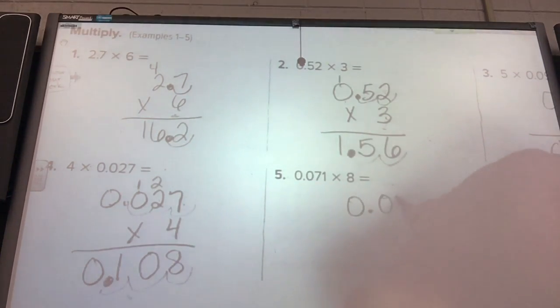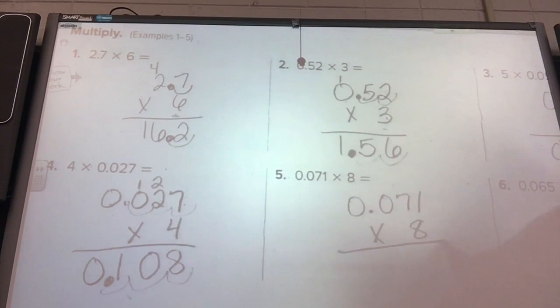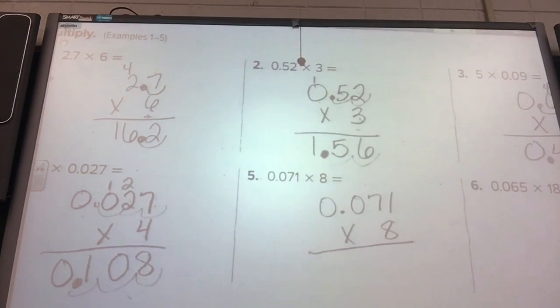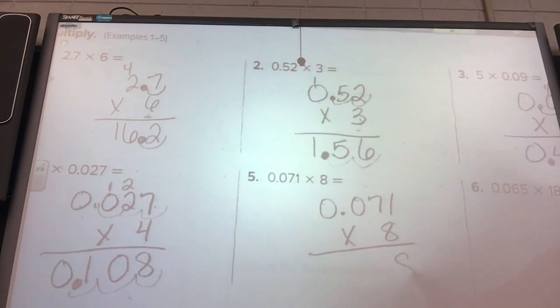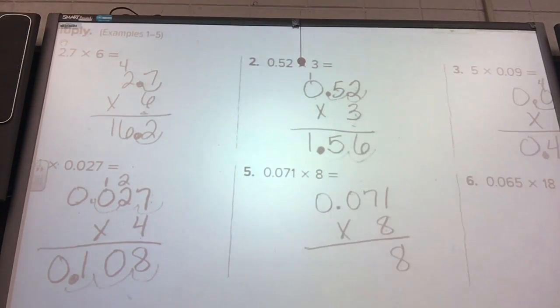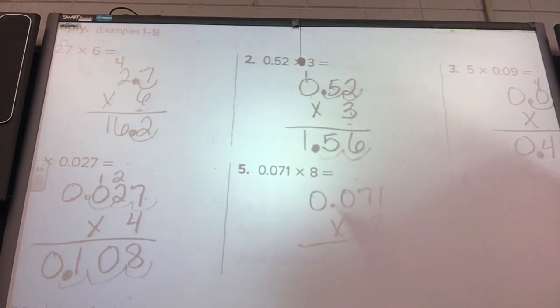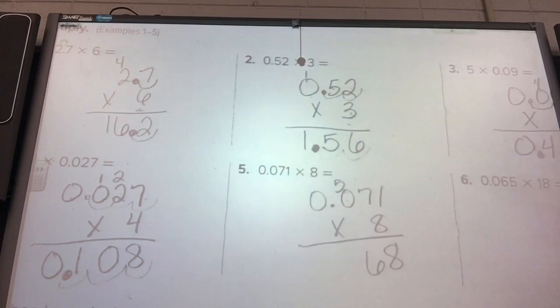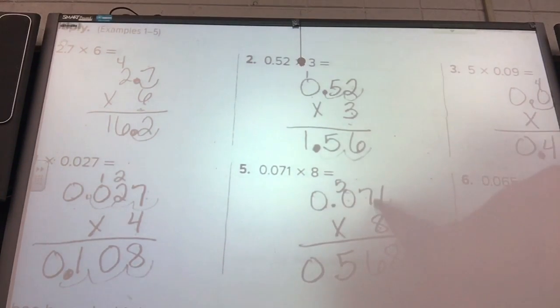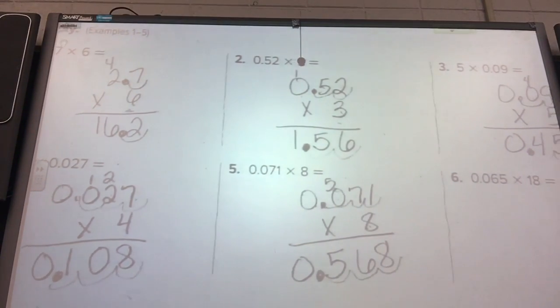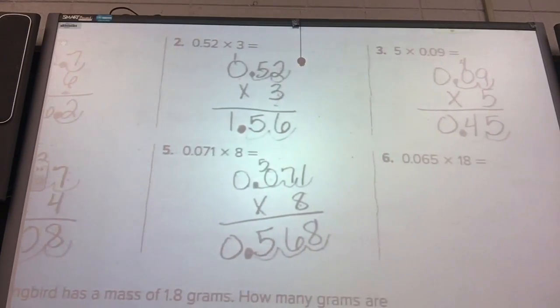0.071 times 8. 8 times 1 is 8. 8 times 7 is what? Good, 56. 8 times 0 is 0, plus 5 is 5, and 8 times 0 is 0. Over 3, 1, 2, 3, means over 3, 1, 2, 3. Your answer, 0.568.